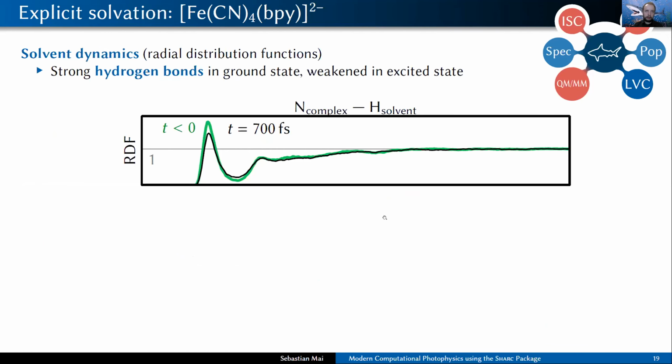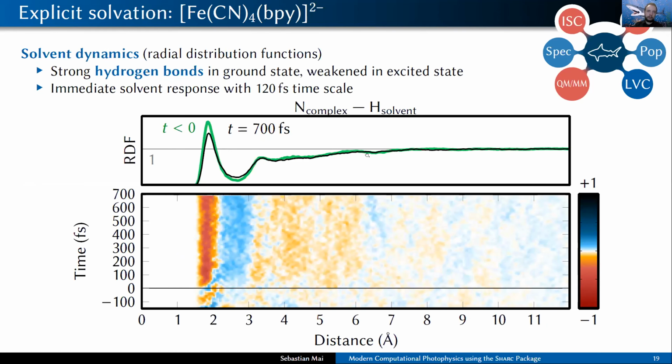But what we also did in this project is have a very close look at the actual solvent dynamics by calculating the radial distribution functions between the iron complex and the surrounding water molecules. And we can see very nicely in this example that there are strong hydrogen bonds around the cyanide ligands of the complex. But after we do the excitation of the complex, suddenly these hydrogen bonds become much weaker, and we can easily follow the dynamics in time and make a fit and see that the solvent response is on a 100 femtosecond time scale.